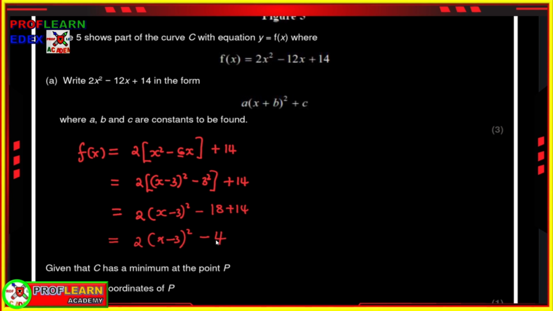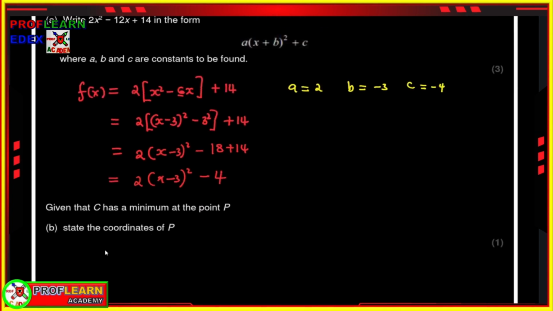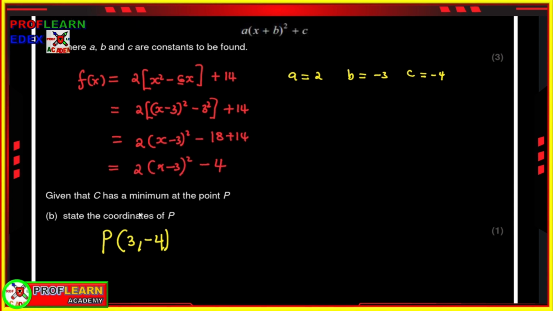Okay, so this is the form that was expected, and if you are supposed to state the values of a, b, and c, these are the values: a is 2, b is negative 3, and c equals negative 4. Given that C has a minimum at the point P, the coordinate of P is found from the completed square. Since we have x minus 3, when you are picking the x coordinate of the turning point, you say positive 3. You take the opposite sign, and the outer one for y, you take the way it is. This negative 3 is the only one that you are going to switch, the sign of the x value.